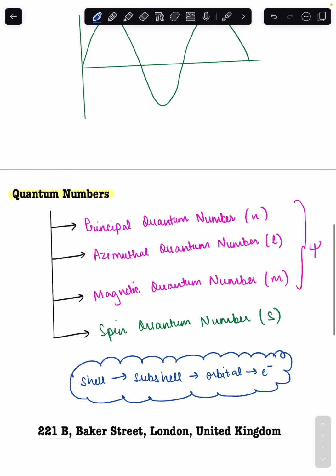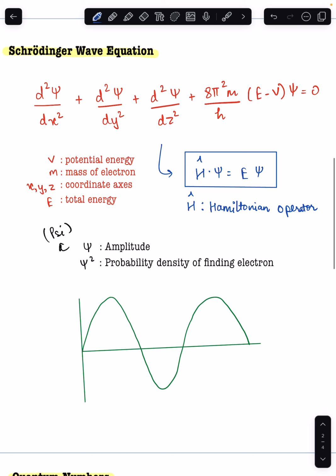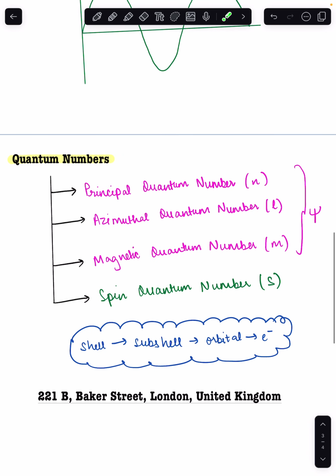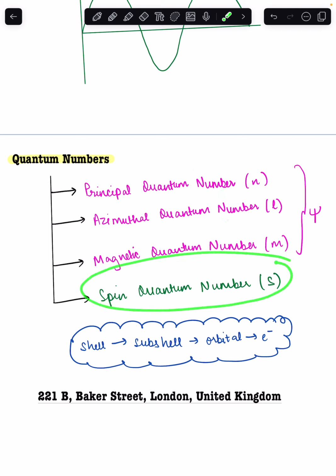So this wave equation, this psi symbol, determines three of our quantum numbers, which are the principal quantum number, azimuthal quantum number, and magnetic quantum number. And the spin quantum number is something else. It is also a quantum number, but it is not determined by psi. This might be asked, so I'm just telling you that.